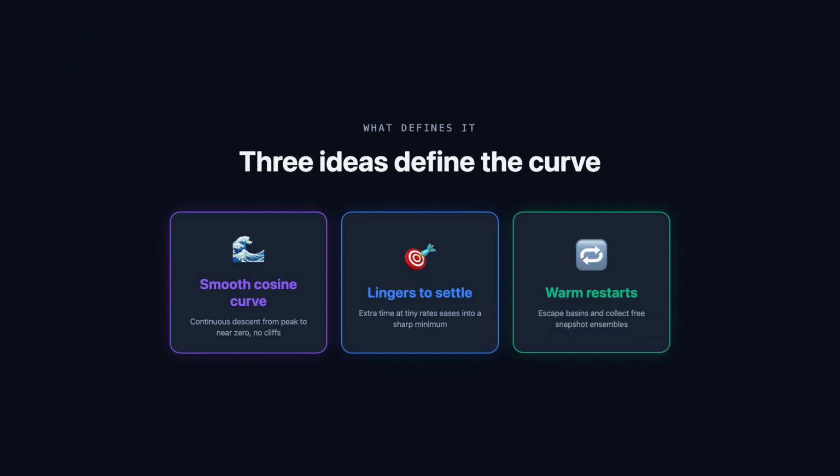And with warm restarts, it periodically leaps back to the peak and anneals again. Each cycle escapes the current basin to explore elsewhere, and snapshotting before every restart yields the snapshot ensemble trick: several diverse models for the price of one run.